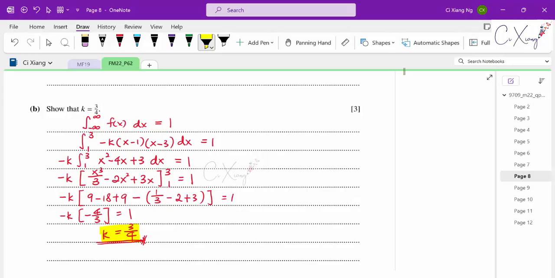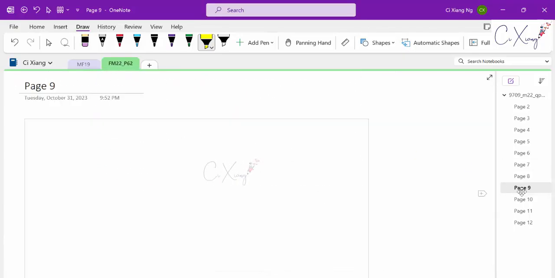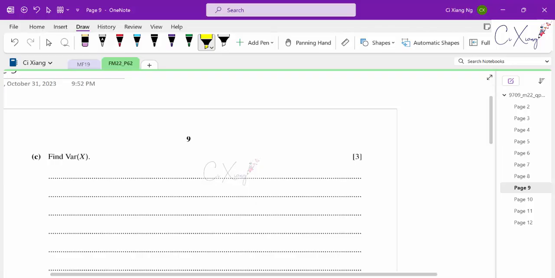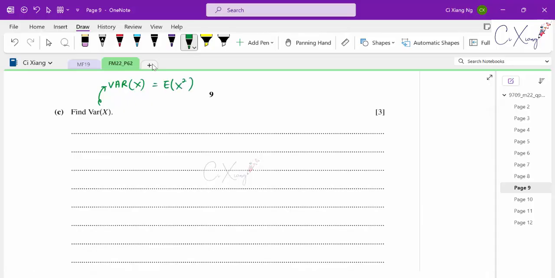Okay, so this is what we have for part B. Then continue to part C. For part C, they want us to find the variance of x. To find the variance of x, the general formula is the expected value of x squared minus the mean square.